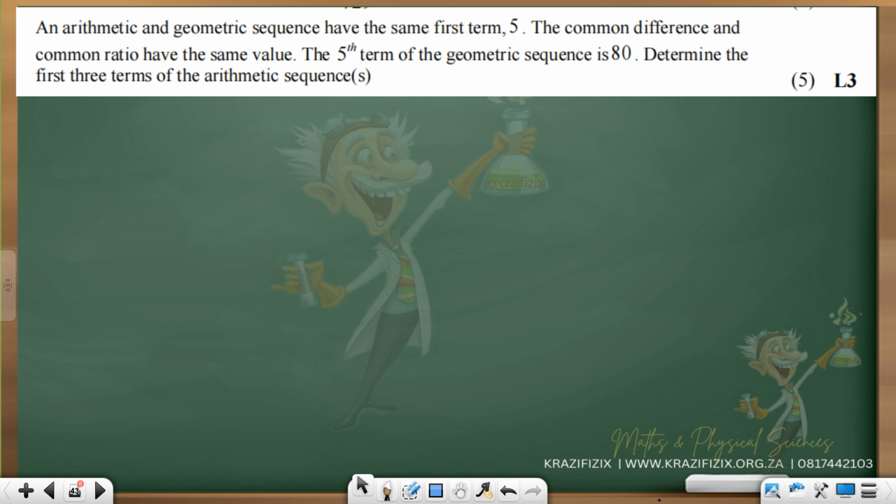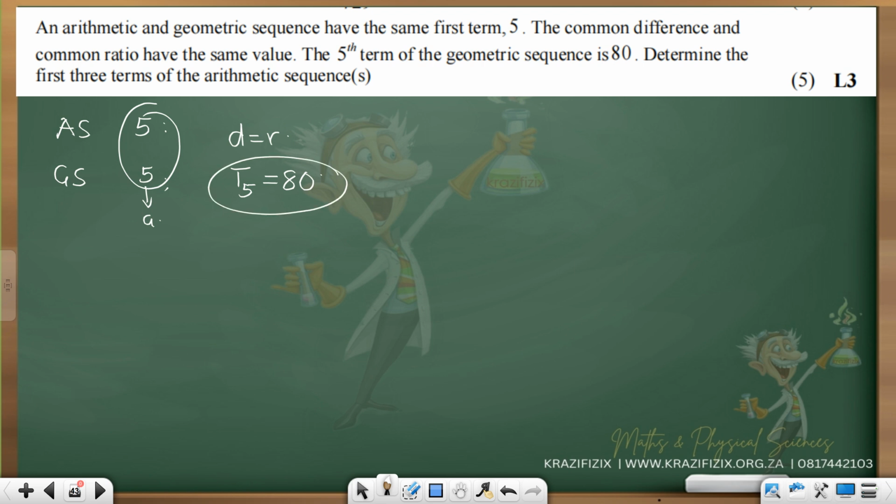An arithmetic and geometric sequence have the same first term. Okay, they both have 5 as the first term. The common difference and the ratio have the same value. All right, this is going to look interesting. The 5th term of the geometric is 80. Guys, do you see how I try to break my stuff down? The 5th term of the geometric, T5 of the geo, is 80. Determine the first 3 terms. Okay, let's look at something here. I know my A.